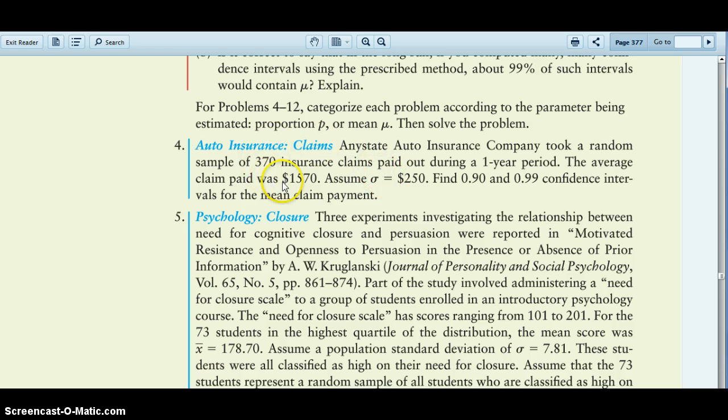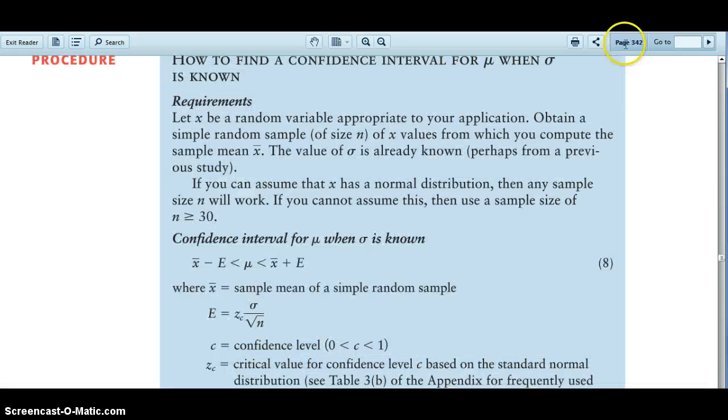And with the given information, since you know the population standard deviation, you can look at page 342. There's a nice little box here telling you how to find a confidence interval for the population mean when you know the population standard deviation. There's a formula down here to find the maximum margin of error, E.